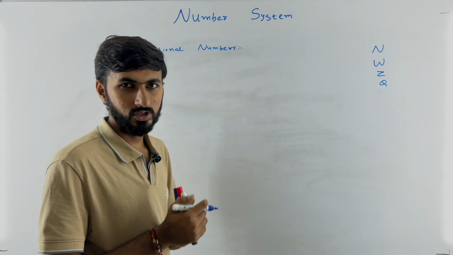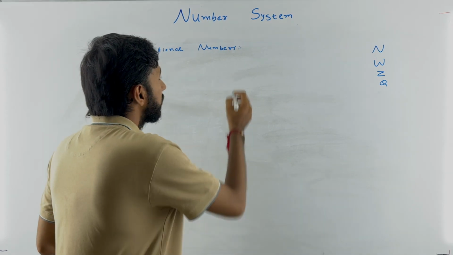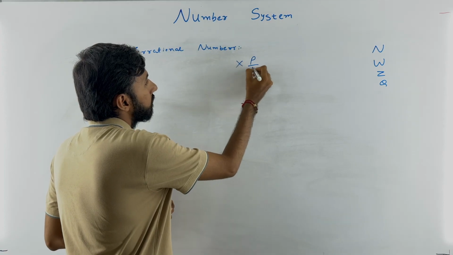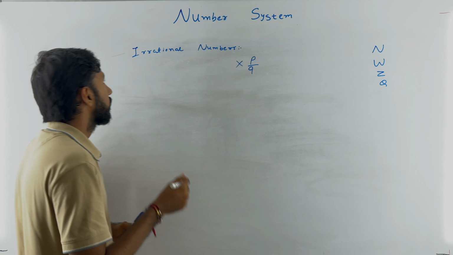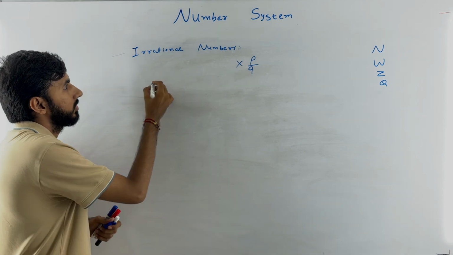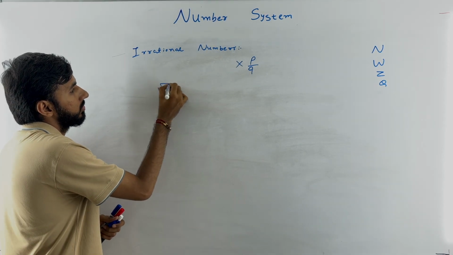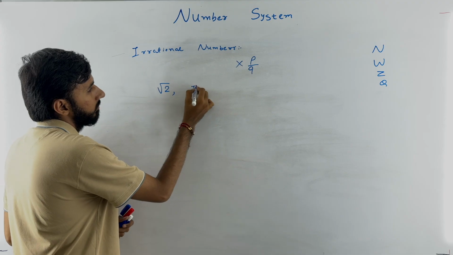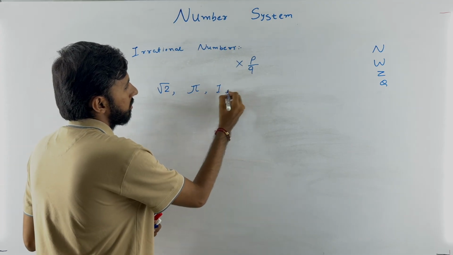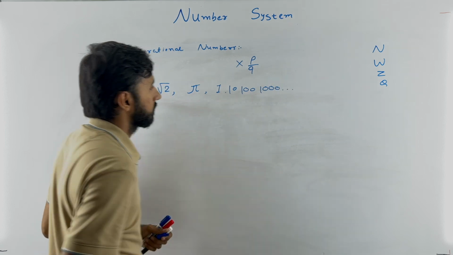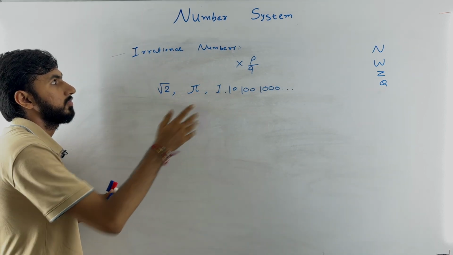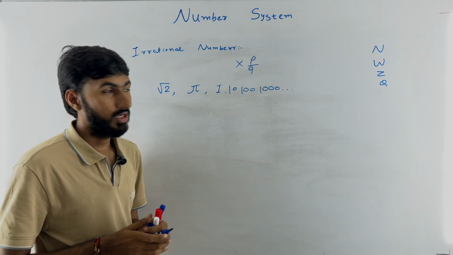Now what is the definition of irrational numbers? A number that cannot be represented in the form of p by q, that is an irrational number. Now if I have to give examples of irrational numbers, here are the examples. Root 2, and the famous example is pi. And 1.10, 100, 1000, these are examples of irrational numbers, right?